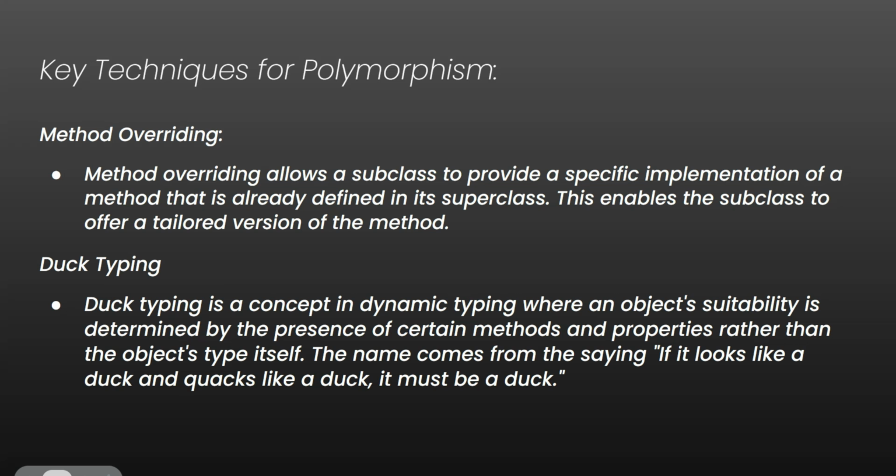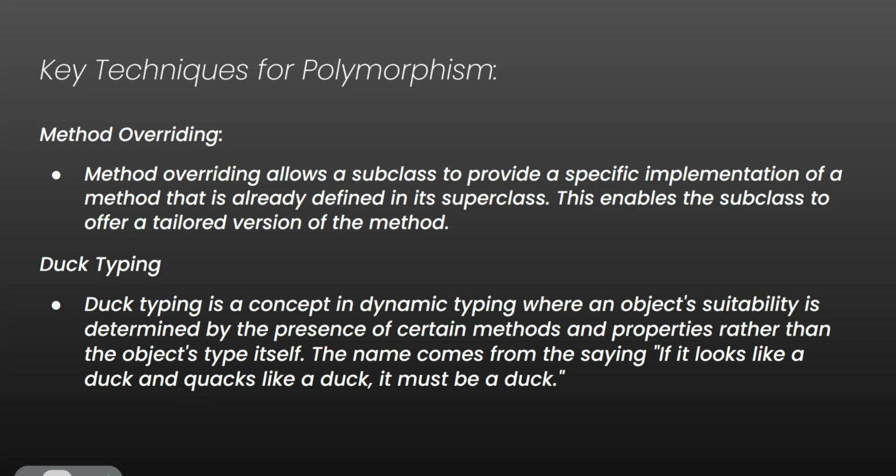Key techniques for polymorphism. Method overriding allows a subclass to provide a specific implementation of a method that is already defined in its superclass. This enables the subclass to offer a tailored version of this method. Duck typing is a concept in dynamic typing where an object's suitability is determined by the presence of certain methods and properties rather than the object's type.